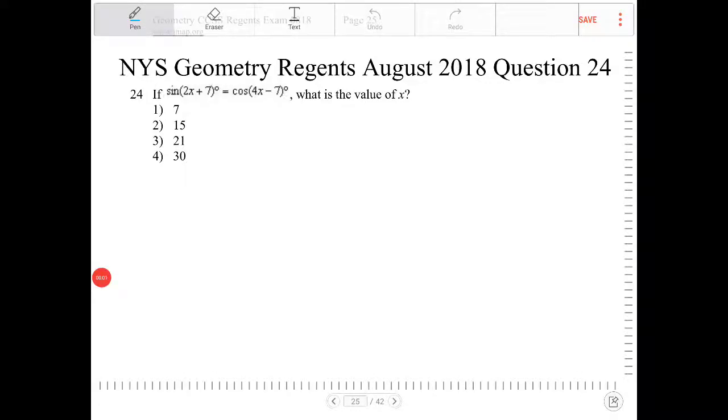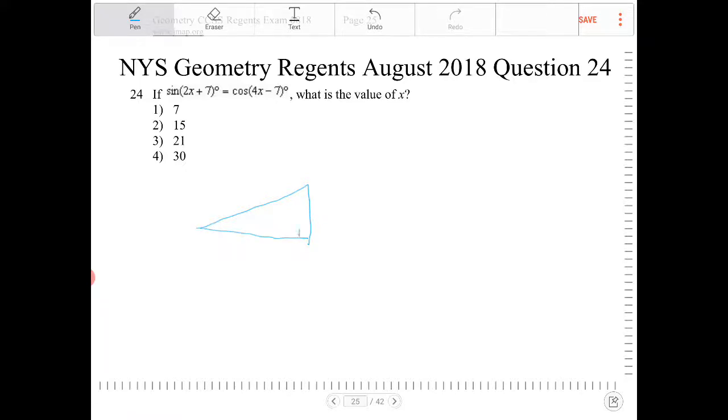If sine of 2x plus 7 is equal to cosine of 4x minus 7, what is the value of x? So to answer this question, you have to have an understanding of the co-trig identity between sine and cosine. So let me quickly just demonstrate what exactly this co-trig identity is.